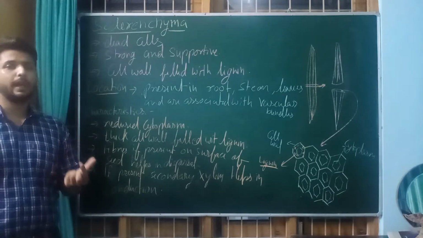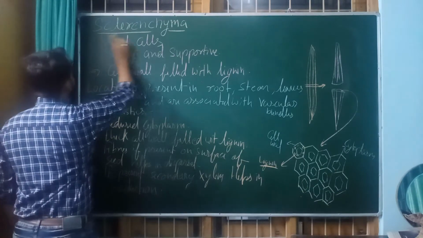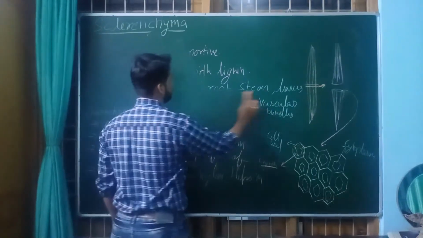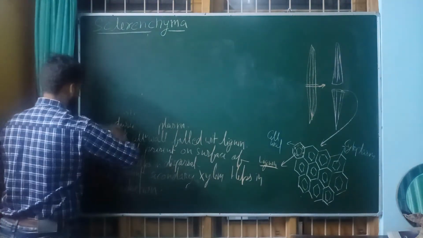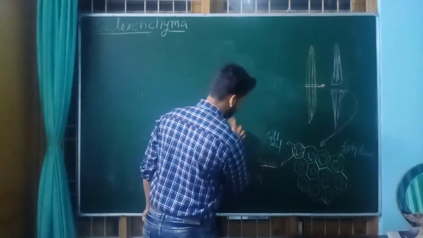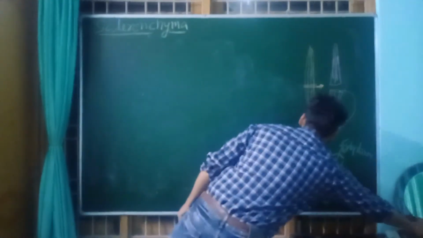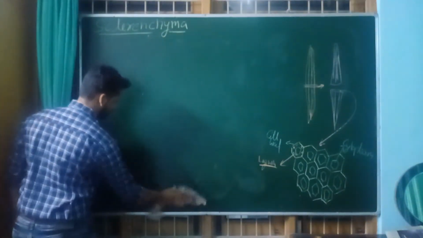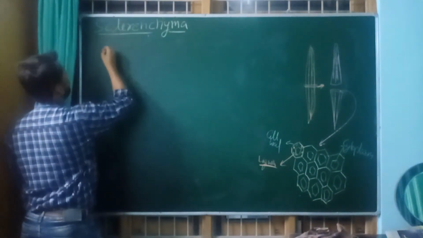One is fiber and another is sclereids, or stone cells. So here you can study that also. Found in two ways, that is fiber and sclereid. Okay, so first we will study the fiber.